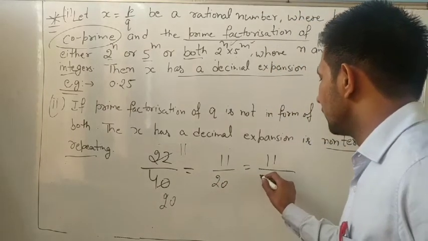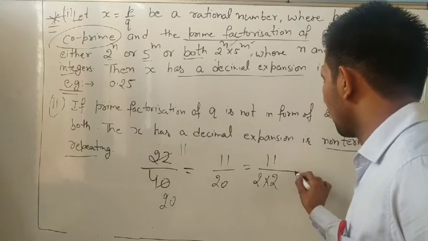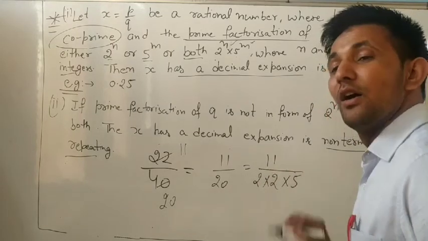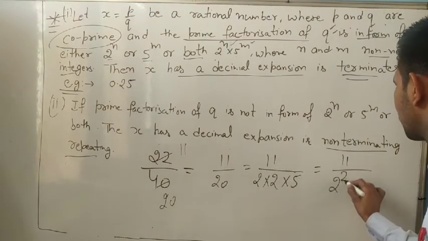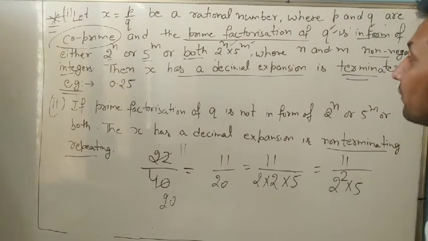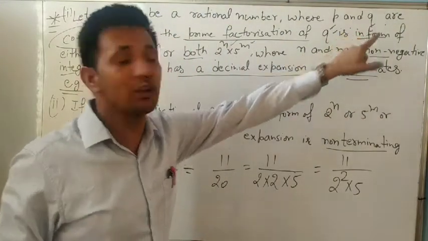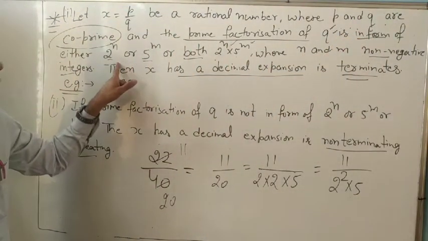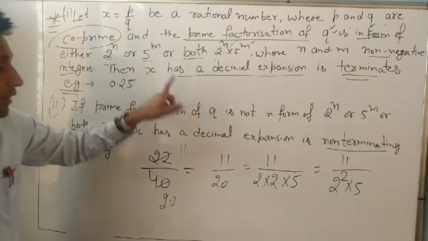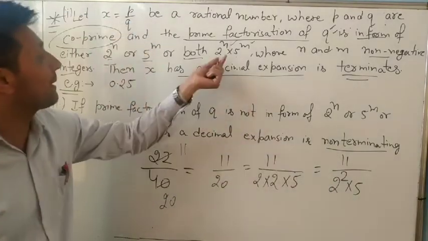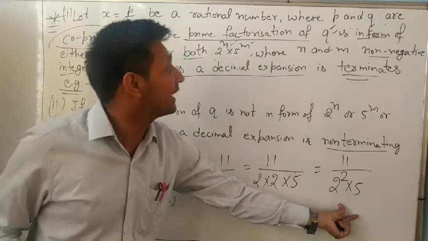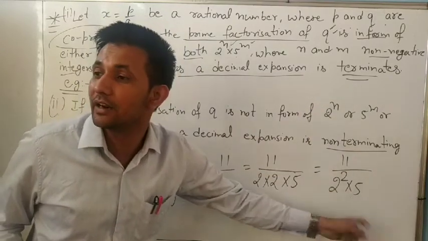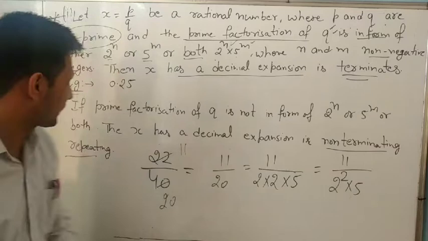20 means 2 into 2, 4. 4 into 5. So 11 into 2 to the power 2 into 5. Now we will check whether Q is in the form of 2 or maybe 5, or maybe both. Yes, both the numbers 2 and 5 are given, so therefore it is terminating. Understand?